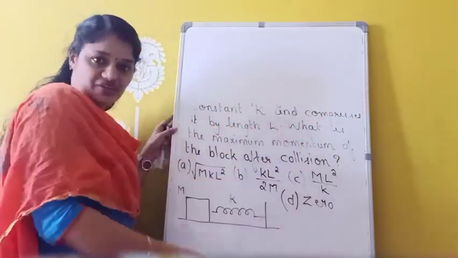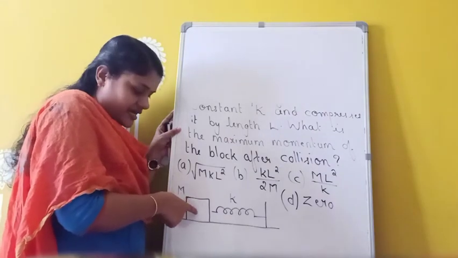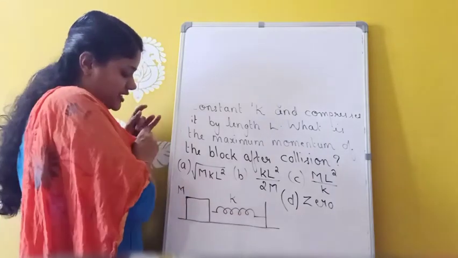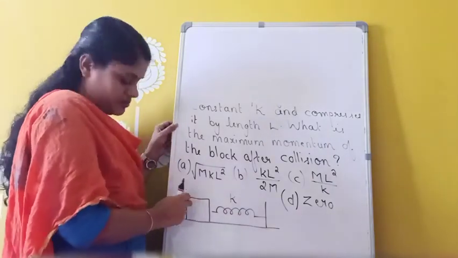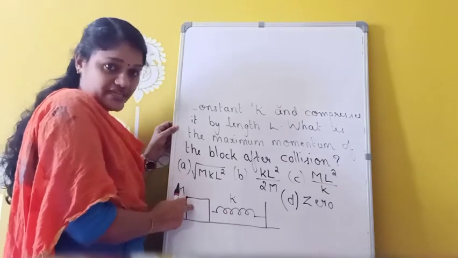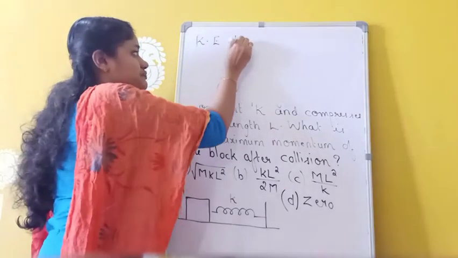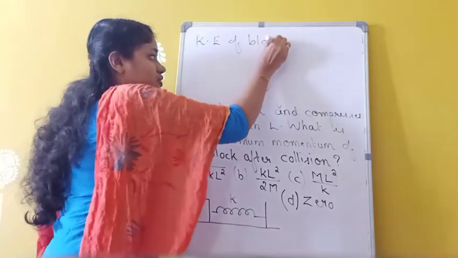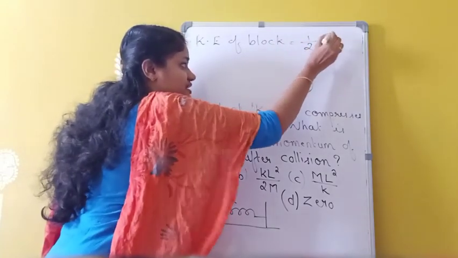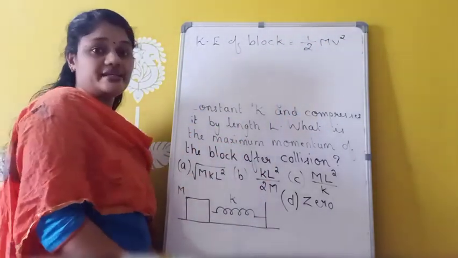Okay. So now, this is conservation of energy. That means when the block is moving, it is having kinetic energy and that kinetic energy is now converted to potential energy of the spring. So initially what is the kinetic energy of the block? Mass of the block is M and suppose this block is moving with a velocity V. So what may be the kinetic energy? Kinetic energy of block equals half M V square, where M is the mass and V is the velocity. So this half mv square is the kinetic energy of the block.